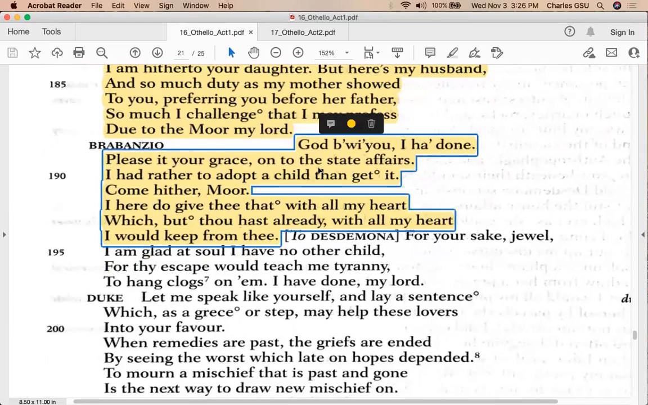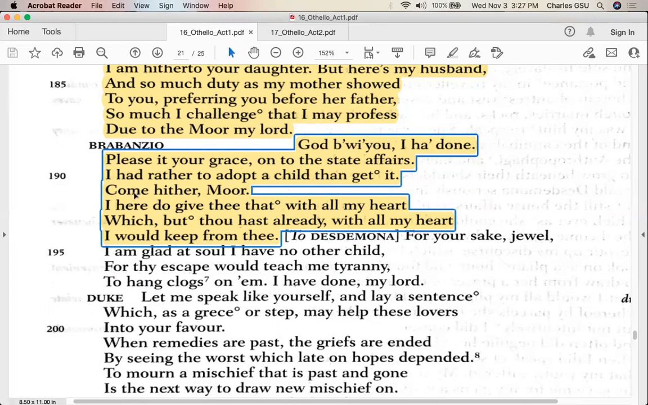And at this moment, it's pretty harsh, but Brabantio basically disowns her in a kind of public setting, because they're in the palace here. God be with you, or, you know, God be with you. In other words, goodbye. I have done, like I'm done with you. Peace, please your grace onto the affairs of state. And then very cruelly, he says, I'd rather adopt a child than beget it.